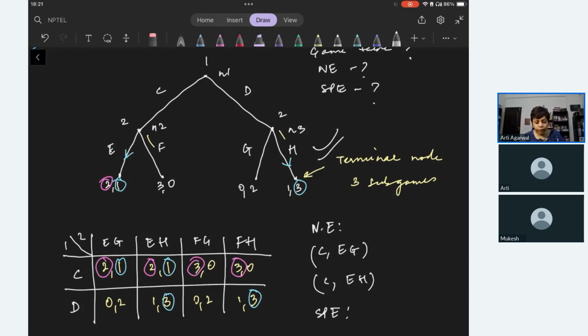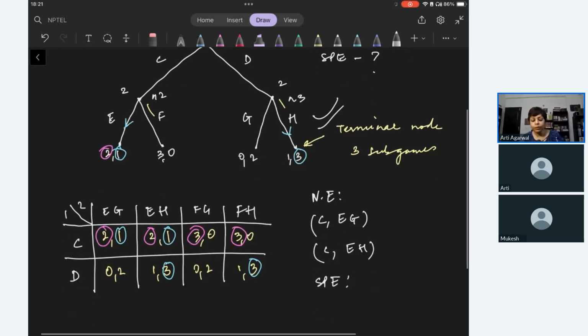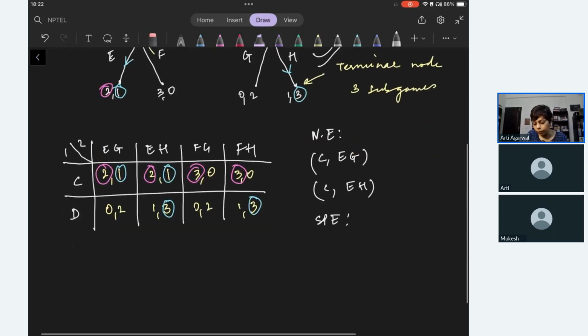Therefore, even though as per the game table you may get both CEG and CEH as Nash equilibria, the equilibrium of CEG never gets realized because G never gets played. Therefore, your subgame perfect Nash equilibrium can only be C, EH. The other one is not subgame perfect. Okay, so I hope that much is clear. Okay, great. So let's move on.